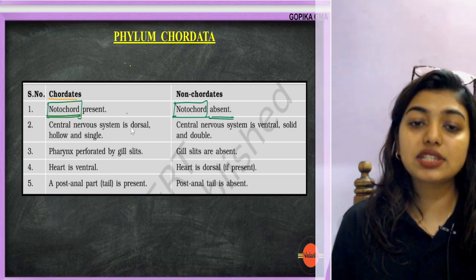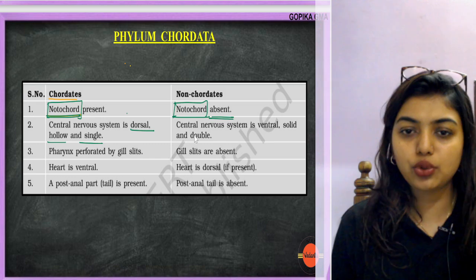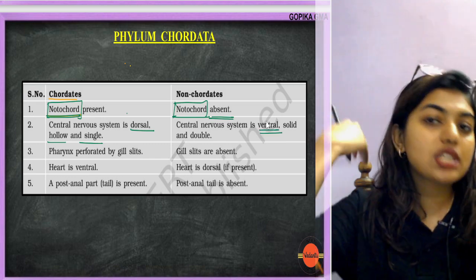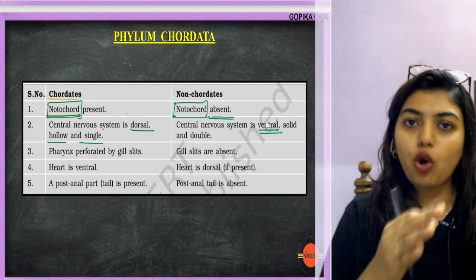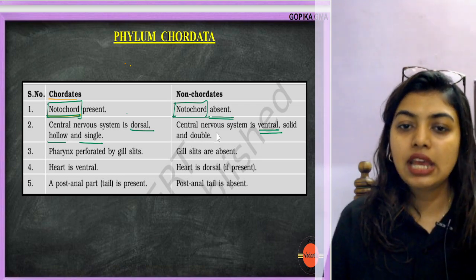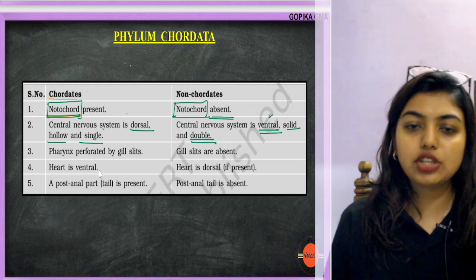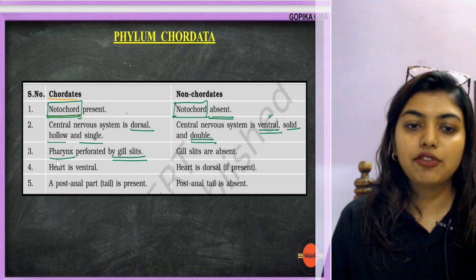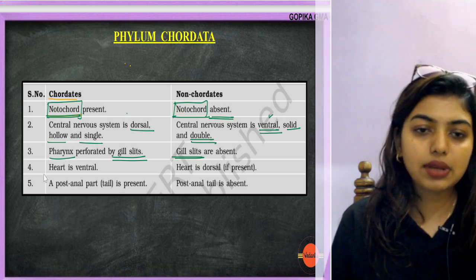Now, central nervous system is dorsal, hollow and single. But in non-chordates, the central nervous system is going to be ventral, solid and double. Dorsal means the one that is exposed to the environment. Pharynx perforated by gill slits in chordates. Gill slits were absent here.